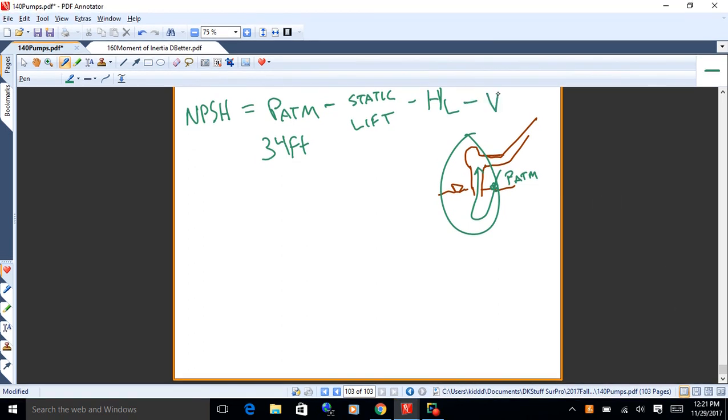And then you take away your vapor pressure. Okay? And then the vapor pressure depends on temperature, right? And there's a chart which I'll give you for that. So you got that formula down there, and then you've got those different values. Just remember that's only for the suction side, the inlet side.